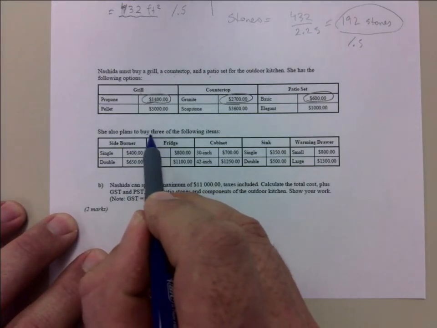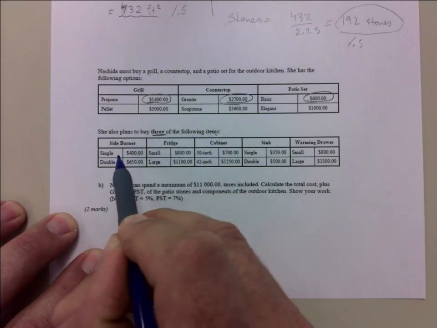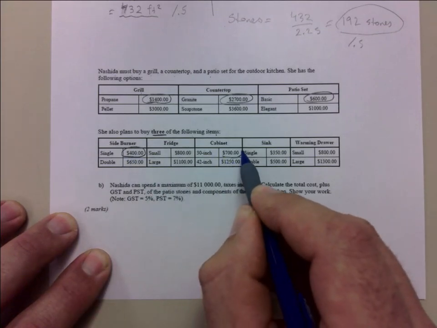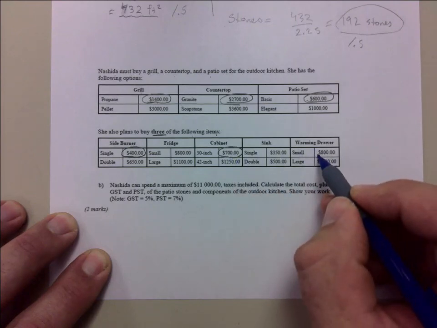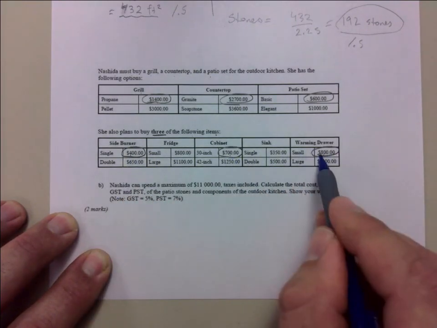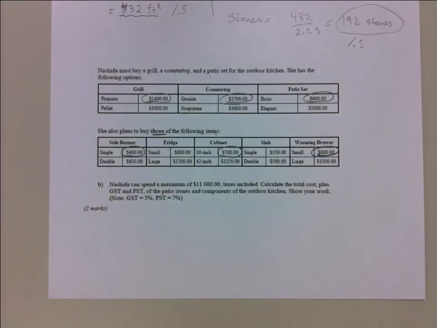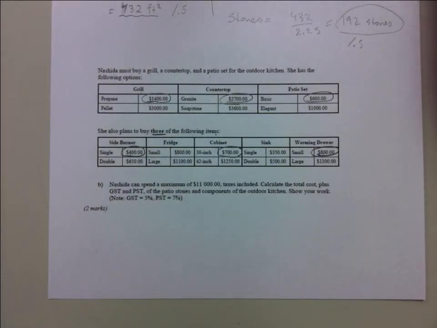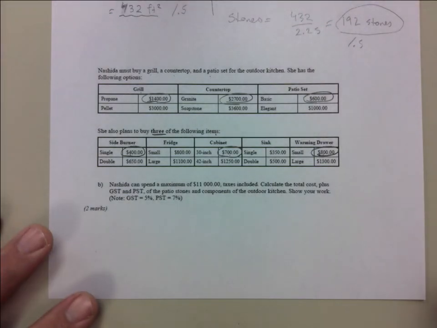Now, you must buy 3 of the following items. I'm going to go with a single burner, a 30-inch cabinet, and a small drawer. So those are the 3 things that I'm going to choose to add to my, okay? What if it said at least 3? You have to do 3 or more, right? So at least 3. So if it ever says that, or no more than 3, you could do 1, 2, or 3. Okay, so the wording, don't let that throw you off too much.